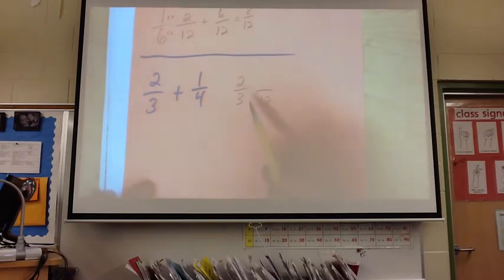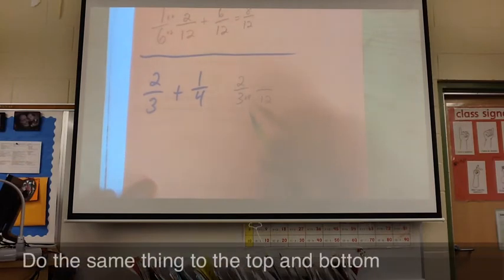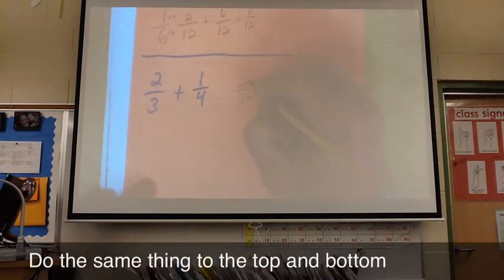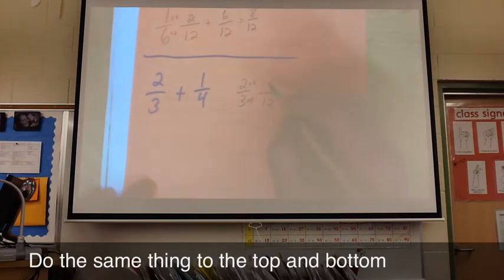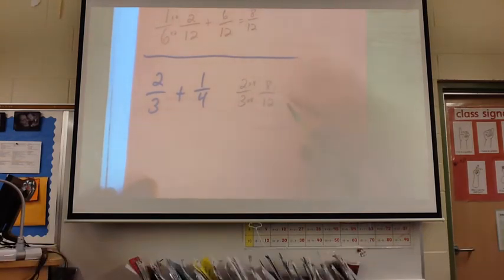I have to ask myself, well, what am I really doing here? Well, I'm multiplying. I'm multiplying times what? So if I'm multiplying this times 4, that means I have to multiply this times 4. So 2/3 is equivalent to 8/12.